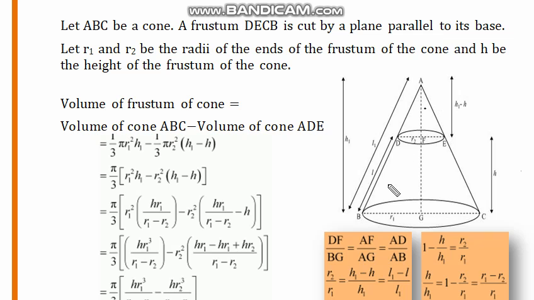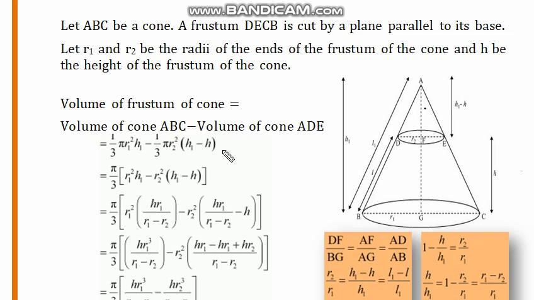So the volume of frustum equals the volume of cone ABC, 1/3 pi R1 square into H1, the total height, minus the volume of cone ADE, 1/3 pi R2 square into H1 minus H, because the total height is H1 and the frustum part height is H. So H1 minus H is the height of cone ADE.